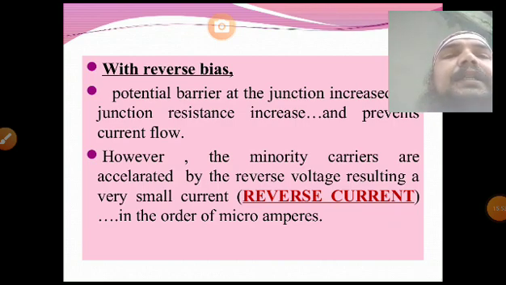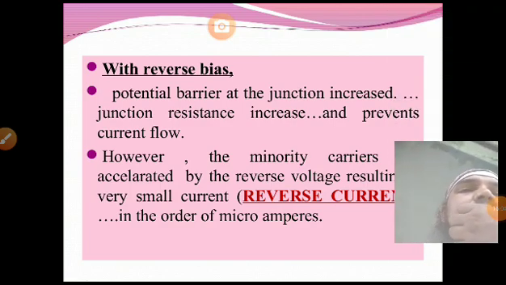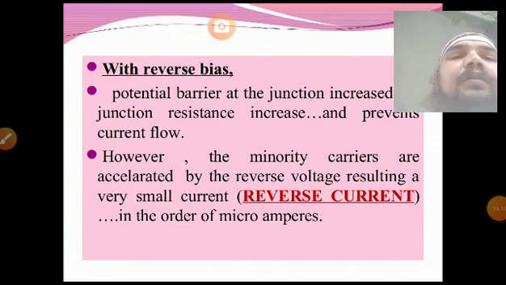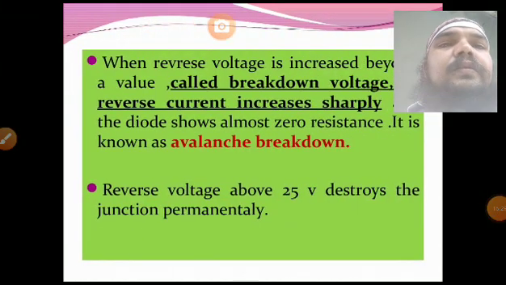With reverse bias, the potential barrier at the junction increases. The junction resistance increases and prevents current flow. However, the minority carriers are accelerated by the reverse voltage, resulting in a very small reverse current, in the order of microamperes.